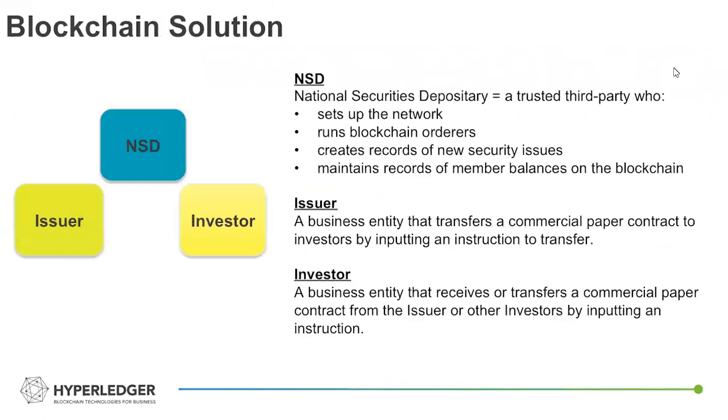So the solution in this case mirrored that network or that group of participants. You had the depository institution that was helping to administer the network and set it up, process what were ultimately the blockchain orders, creating the security that would be represented on the blockchain, or the asset represented on the blockchain. And lastly, perhaps most importantly, maintaining the banking records of the other parties involved.